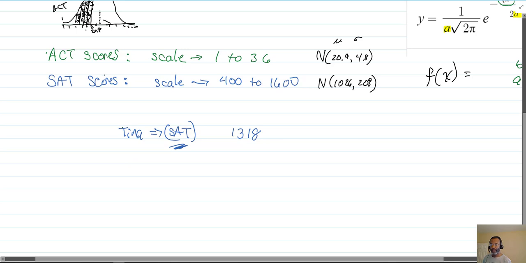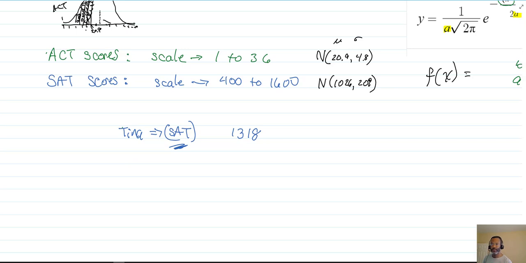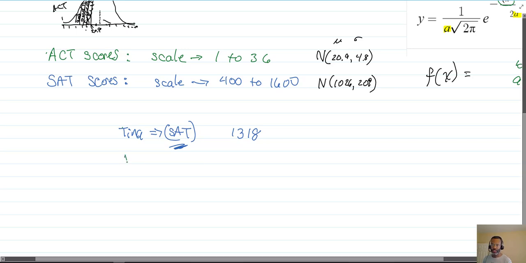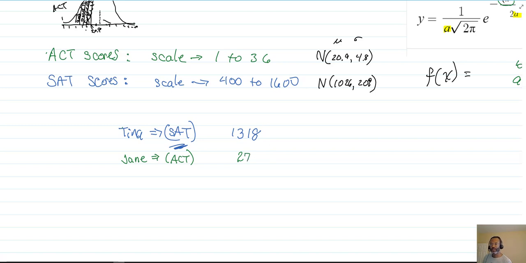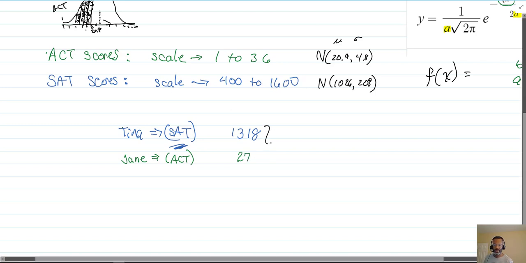Now, and then let's consider Jane, who took the ACT. And on this particular test, Jane ended up with a 27. So the question for us then is, which score is better? How can you compare one versus the other?